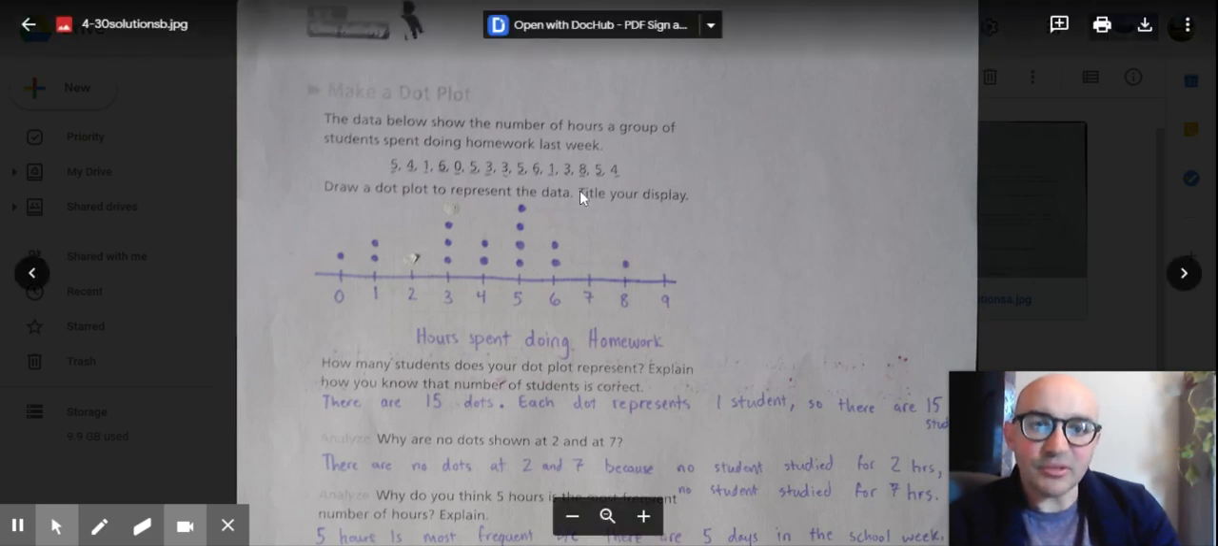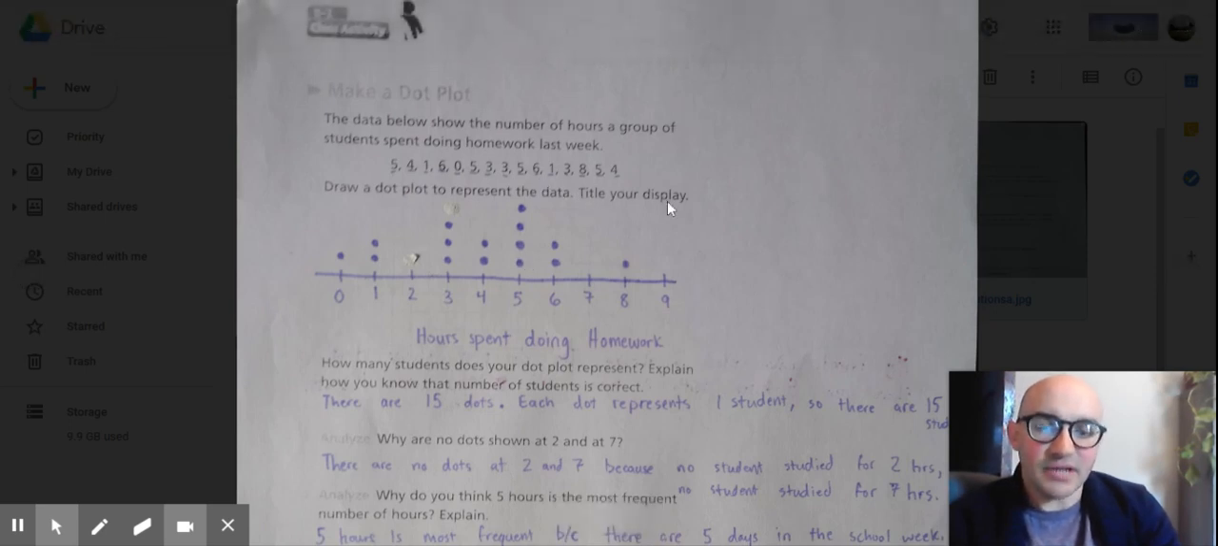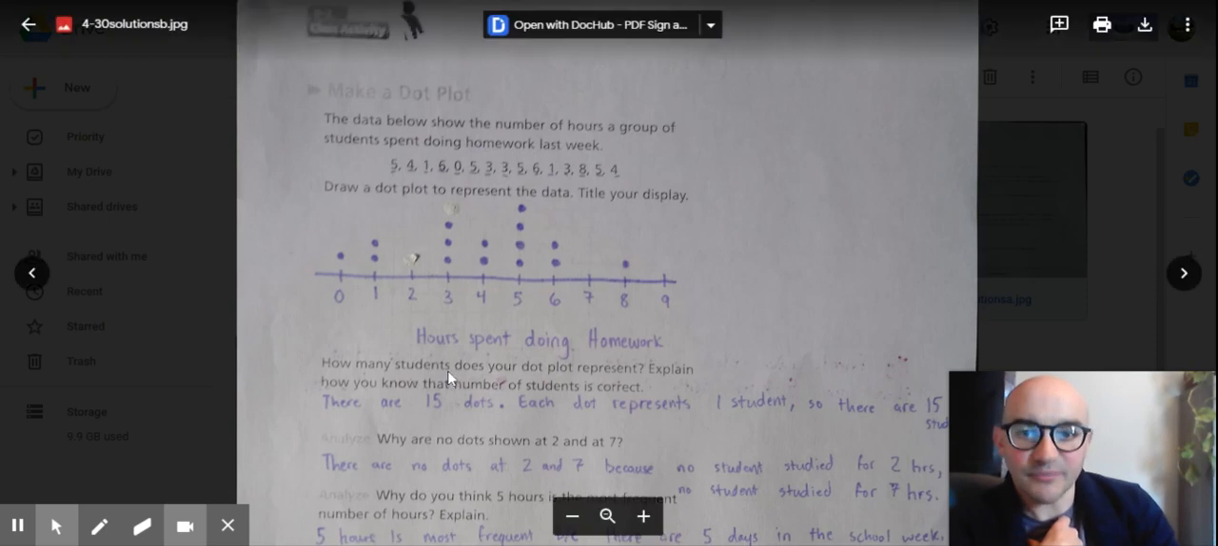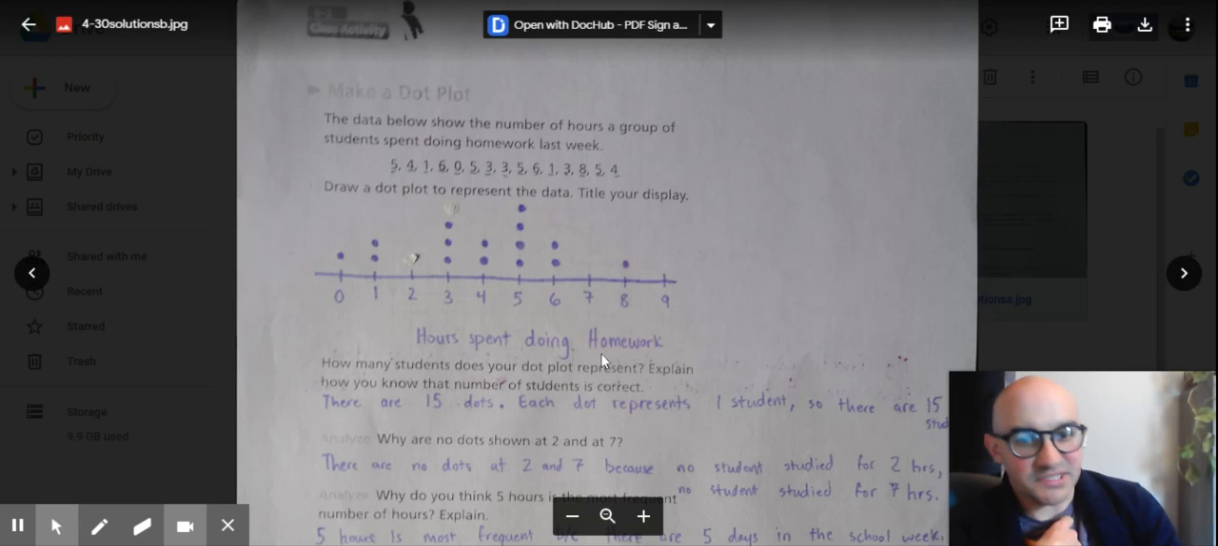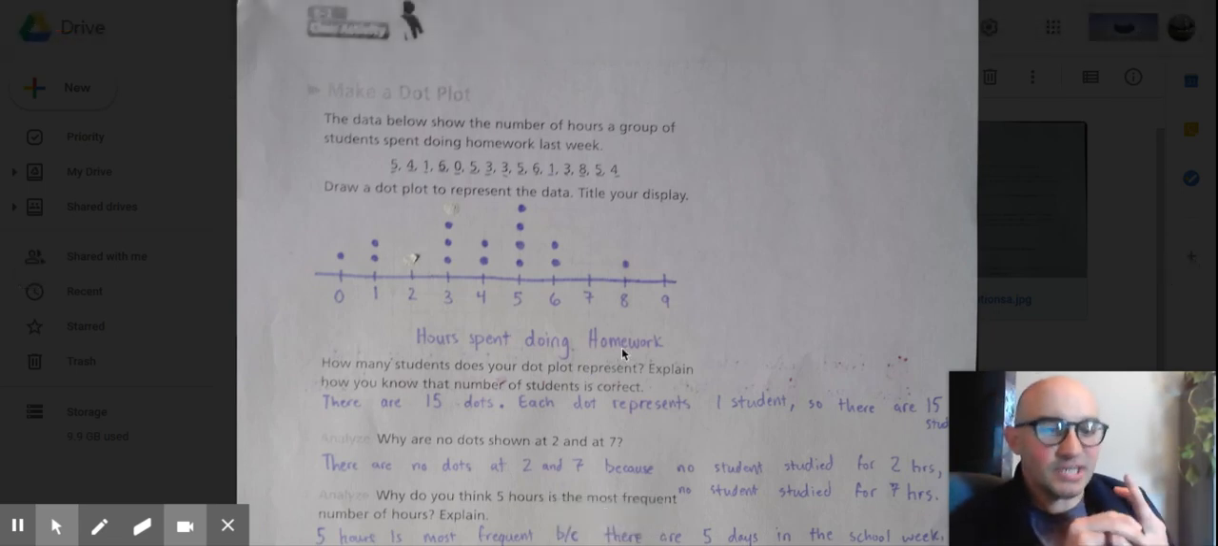So yours should look pretty similar. Last thing you want to do is give your dot plot a title. The whole point of a title is to help someone who didn't create this dot plot make sense of it. And so in this case, I look and I say, well, what was this dot plot about? What are we tracking here? What does this data represent? Well, it's hours spent doing homework. So I just made a name saying hours spent doing homework. You could say hours spent studying. You could change the name just a bit there, as long as it's enough to make sense of.